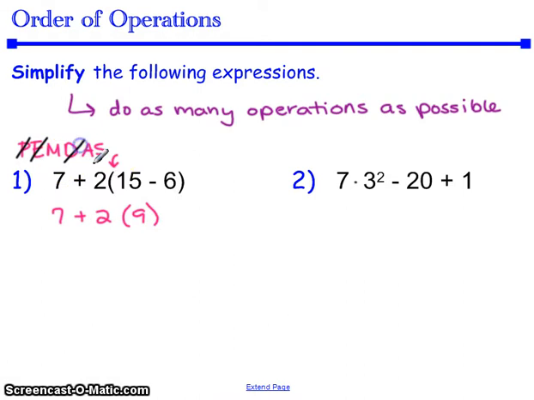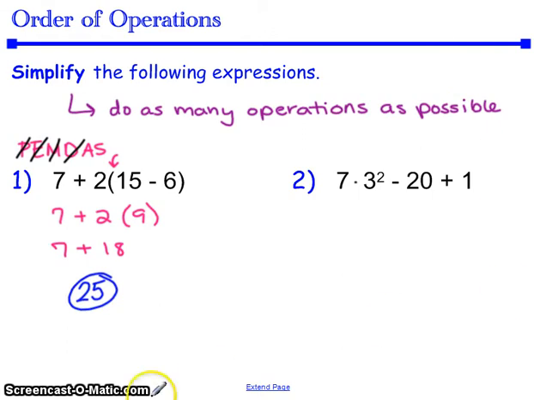There's no division, but there is some multiplication. So the multiplication is the 2 times 9. So what I'm going to do is say 7 plus 18. And so now I have my M done. And now I need to do addition and subtraction in order from left to right. And that's easy. 7 plus 18 is 25, and we are done. We have the addition, no subtraction.